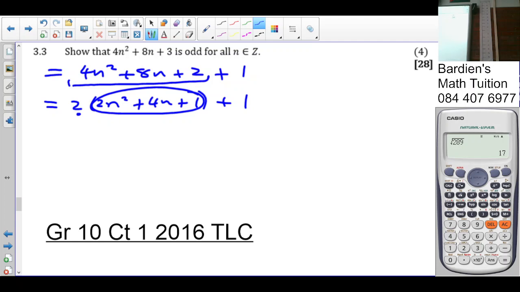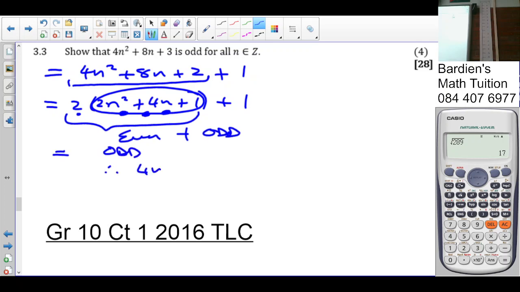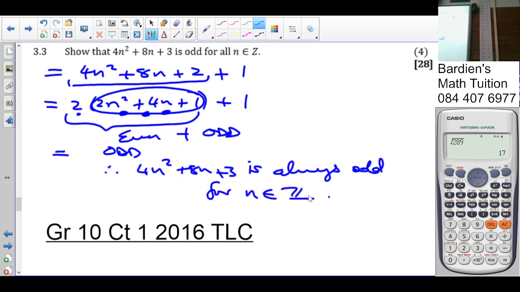For example, if this number worked out to be 5, times 2 is 10, it's even. If this number was 31, times 2 is 62, again even. So whatever number this should be, times an even number will always be even. So what we have is an even plus an odd number will always be odd. So therefore, 4n squared plus 8n plus 3 is always odd for n an element of the integers.